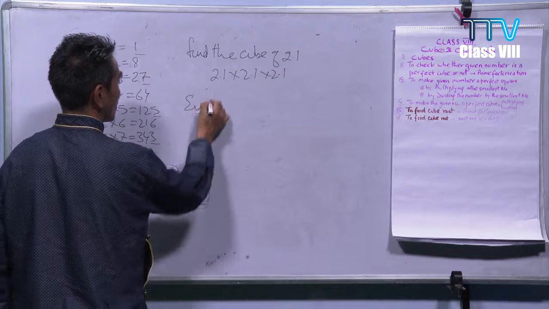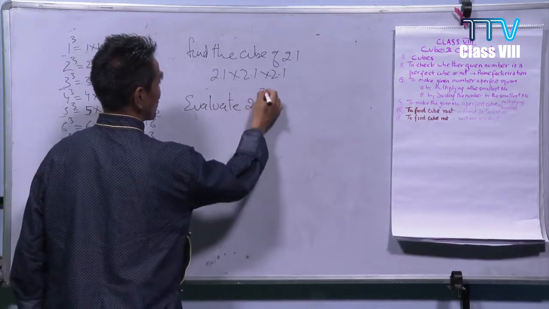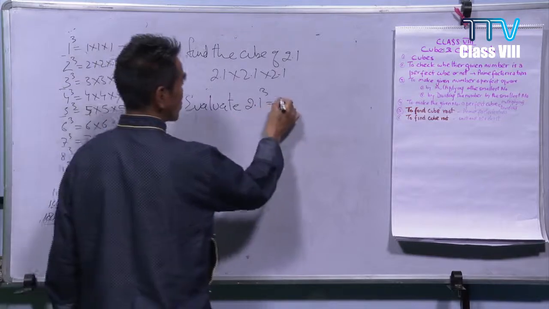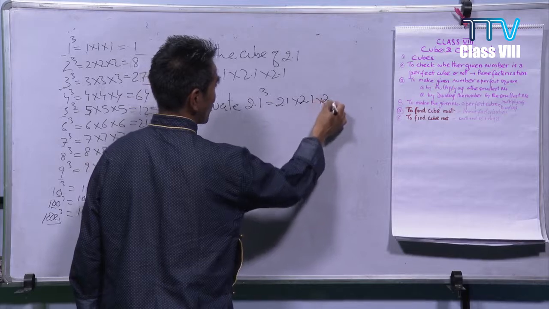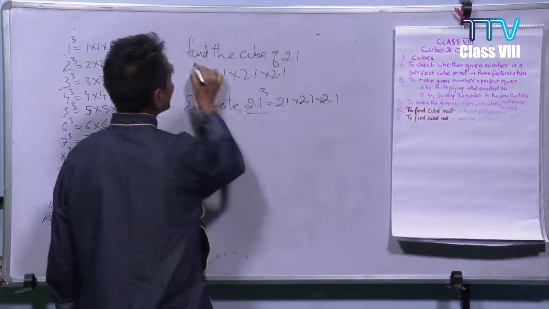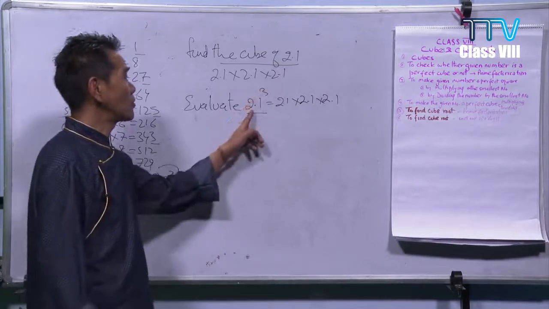Evaluate, or 2.1 raised to the power 3. These are 2.1 multiplied by 2.1 multiplied by 2.1. Evaluate the cube of 2.1.